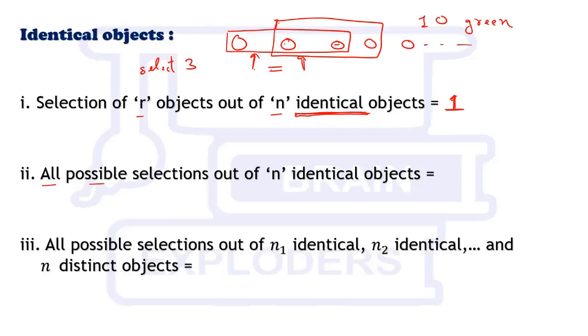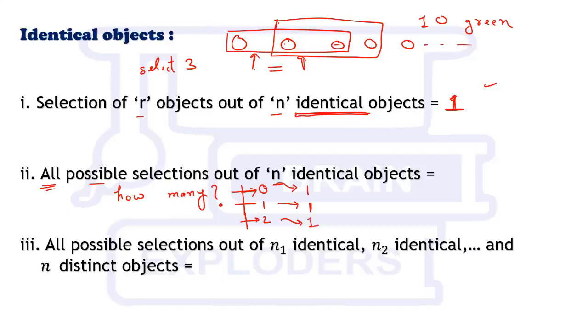Second is all possible selections out of n. Here also the first question arises: how many objects should be selected? So first of all answer this question. We have to take all possibilities, means we have to count for 0, then for 1, then for 2, and for all these possibilities the number of cases should be added. So in how many ways can we select 0 objects out of n identical objects? That is 1, just explained here. Another one is also 1, next is also 1.